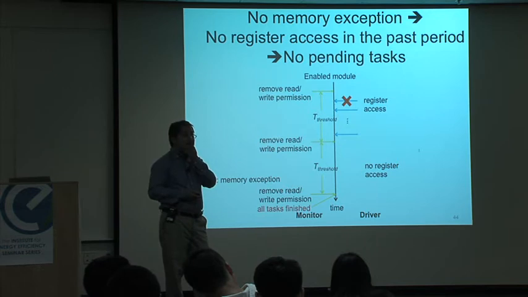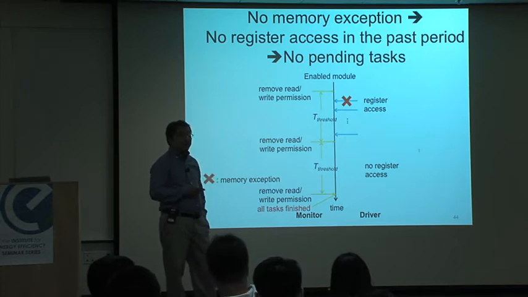What's the side effect of doing the memory exception? Overhead. There is a little bit of overhead. I'll talk about it. It can be super fast, very small.